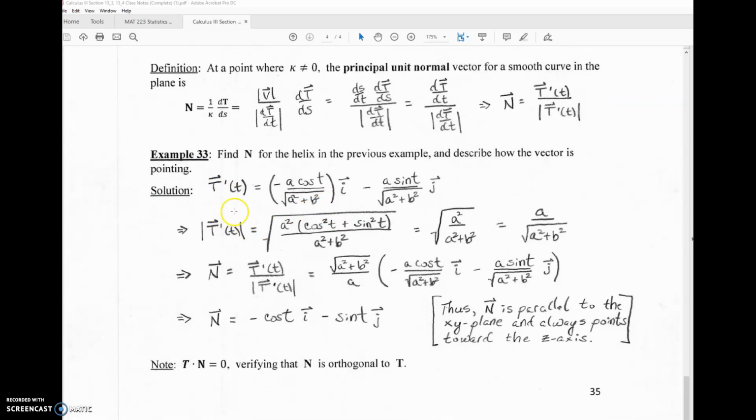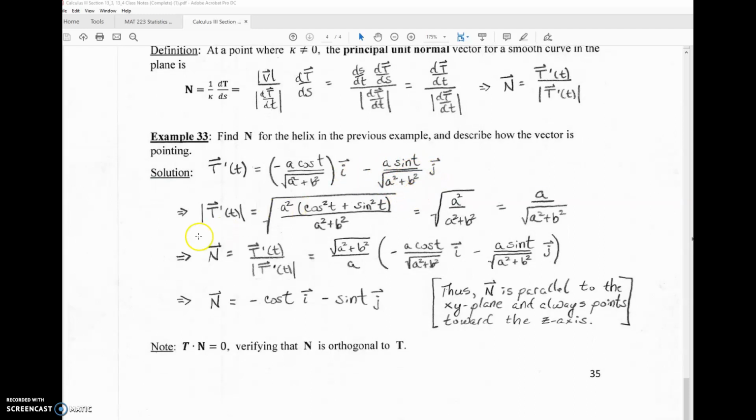So the derivative of the unit tangent is minus a cosine of t divided by the square root of a squared plus b squared in the i direction, minus a sine of t divided by the square root of a squared plus b squared in the j direction. If I take the magnitude of that, squaring minus a, I get a squared; squaring cosine, I get cosine squared; again I get a squared here and sine squared, so I can factor out the a squared. A squared times cosine squared plus sine squared, which by the Pythagorean identity is equal to 1. So I get the square root of a squared over a squared plus b squared, because when I square these, the denominators just become a squared plus b squared, and then I'm taking the square root of the whole thing. That becomes a, because a was described as a positive constant, so the square root of a squared is a. We don't have to worry about absolute value because a is positive, divided by the square root of a squared plus b squared.